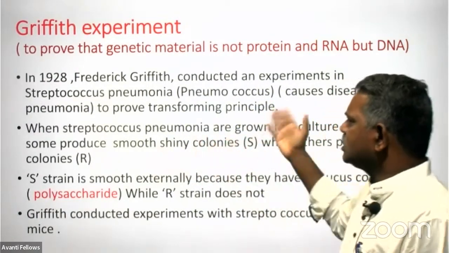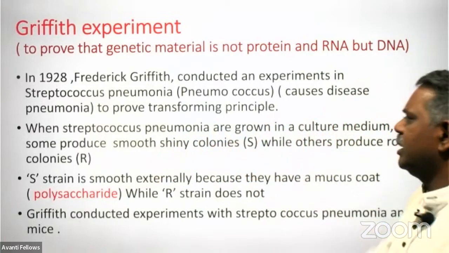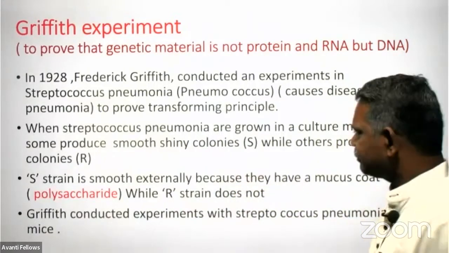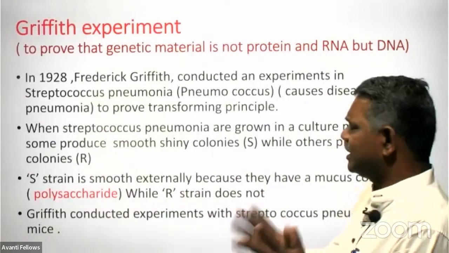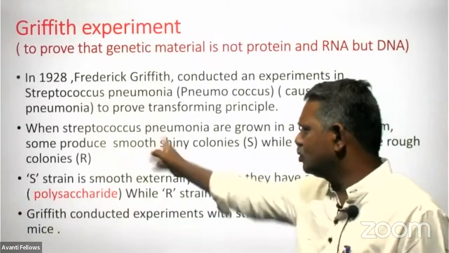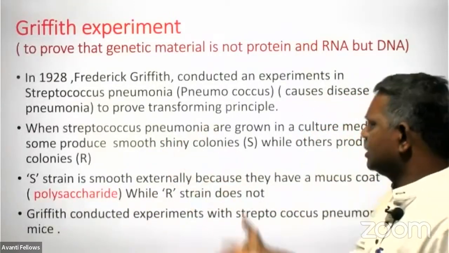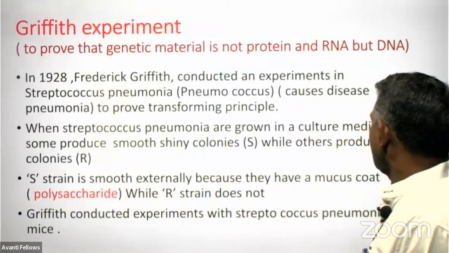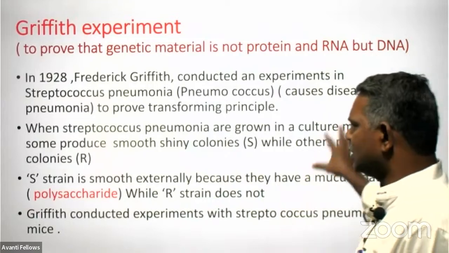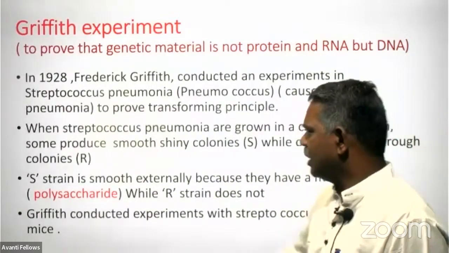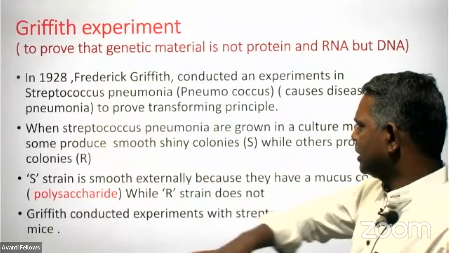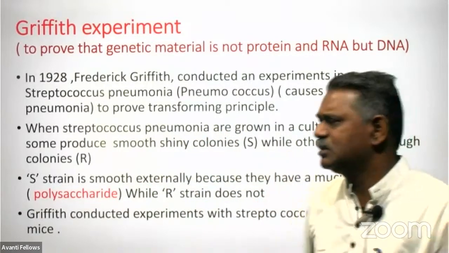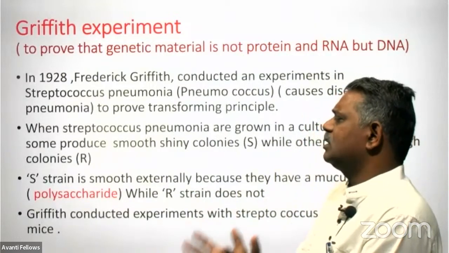When Streptococcus pneumoniae are grown in a culture medium, some produce a smooth, shiny colony. We call it the S strain. S means the smooth strain. The surface of this coccus bacterium is very smooth and shiny. Another variety is the rough colony. So while cultivating Streptococcus bacteria in a culture medium in the laboratory, he found two strains. One is very smooth and another one is rough.